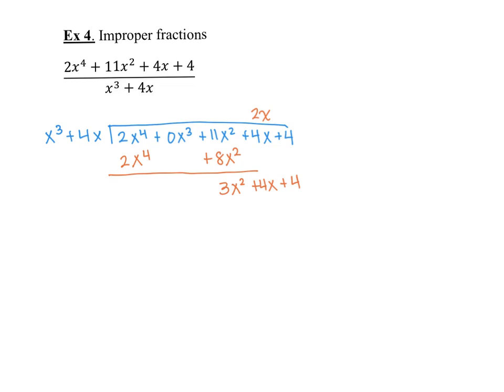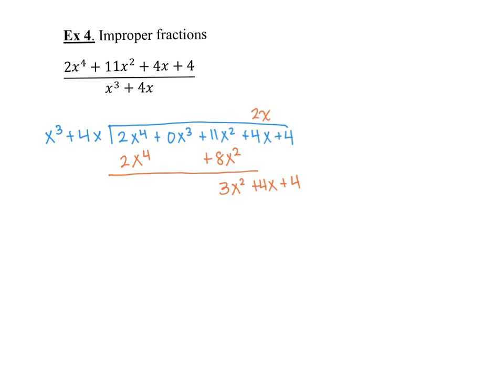Okay, now if I kept going, let's look at it real quick. What do I multiply x cubed by to get 3x squared? This is too high a degree, so actually it doesn't keep going. You could write it as 2x or 2x plus 0, but my long division step is done.